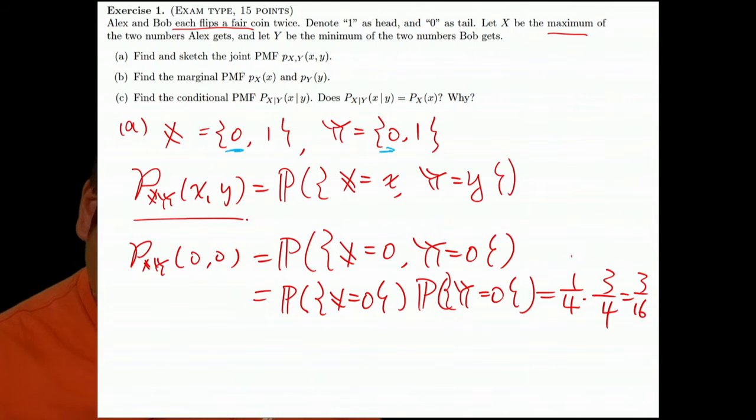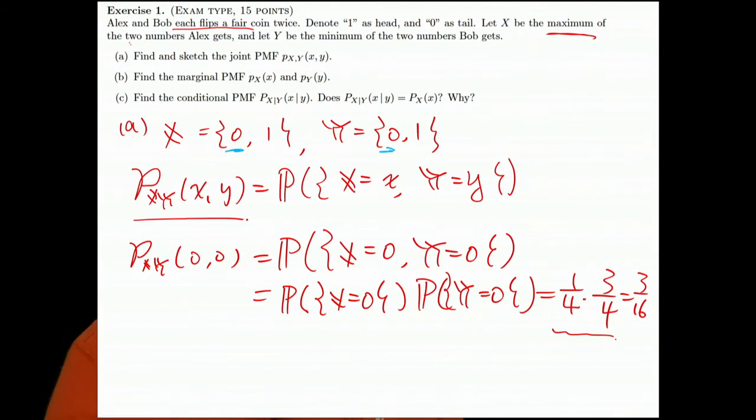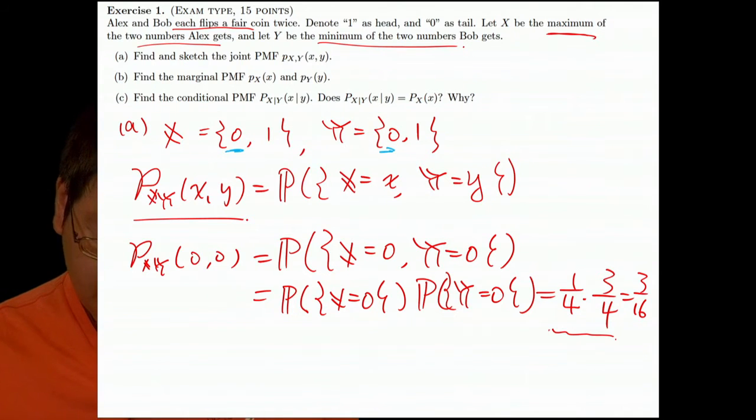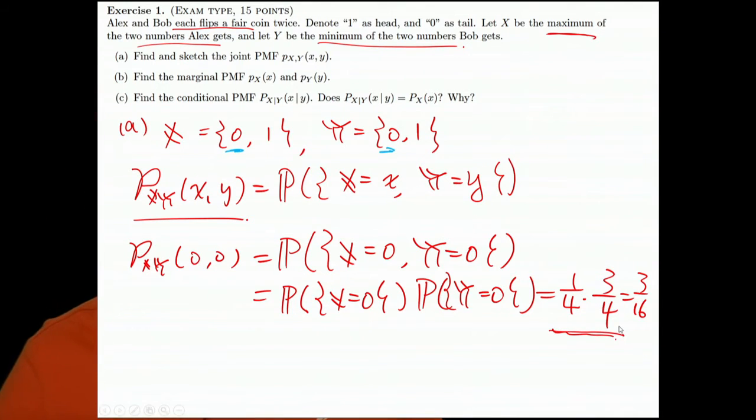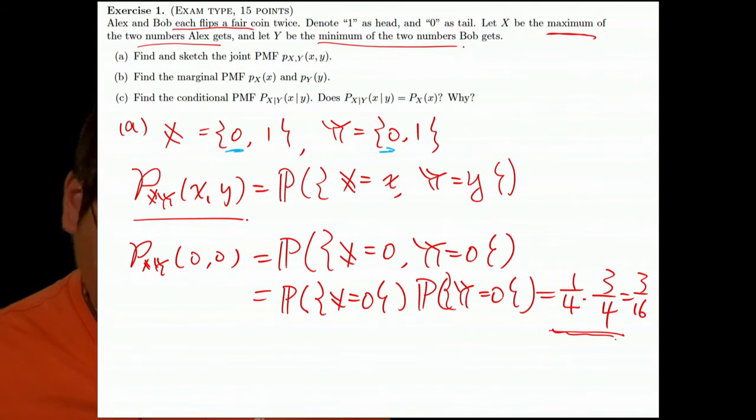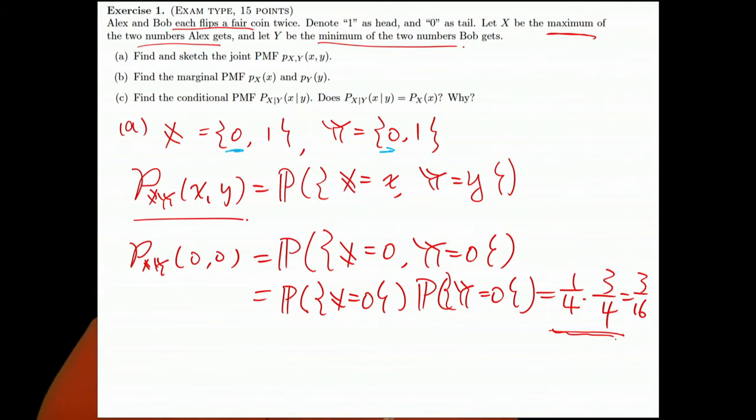Why do we have 1/4 and 3/4? You need to think about it, because of the maximum of two numbers and the minimum of two numbers. I leave this for you to think about: why when x equals 0 the probability is 1/4, and the probability of y equals 0 is 3/4. Again, we want to find the PMF. This is one of the PMF values for a certain point.